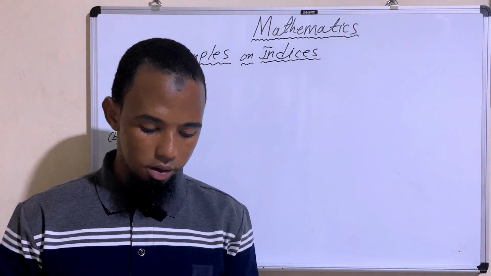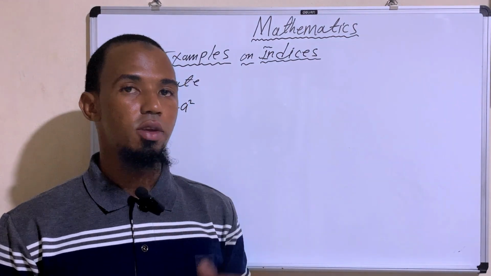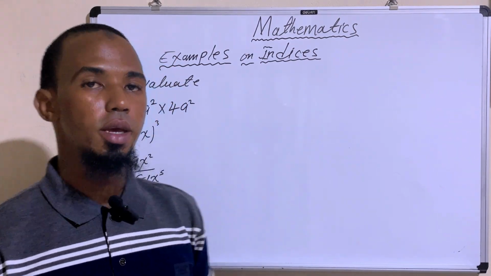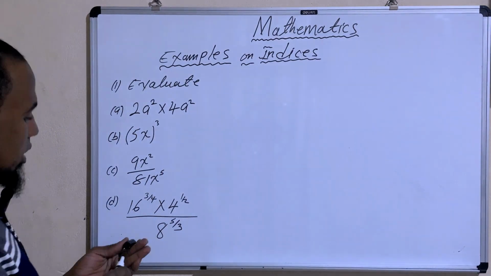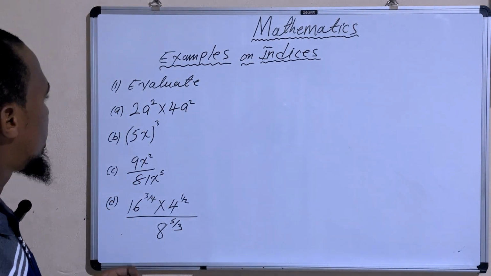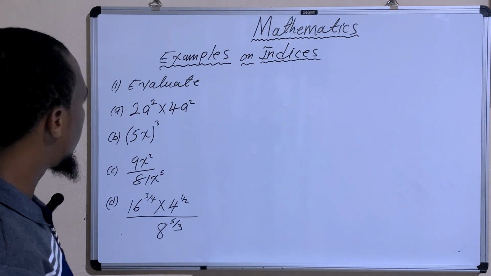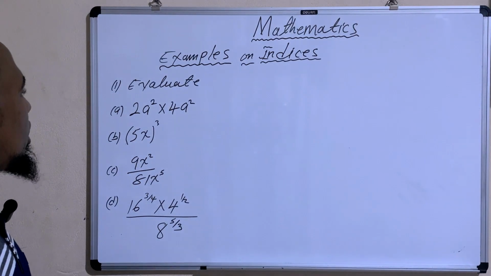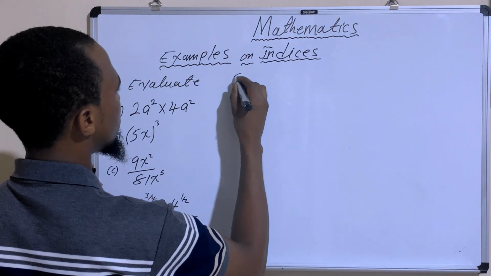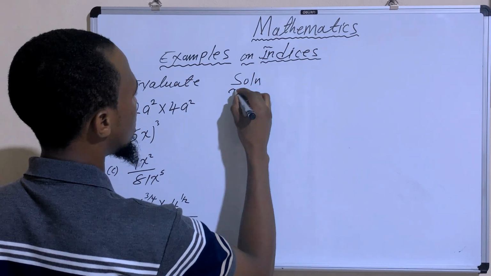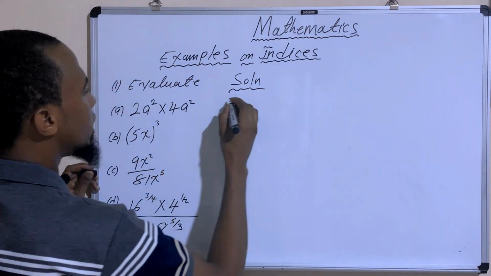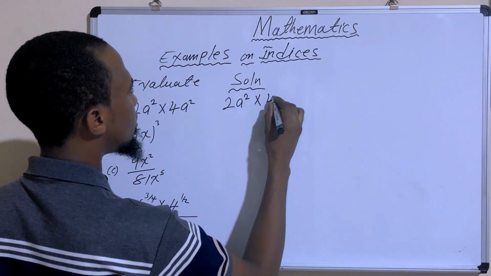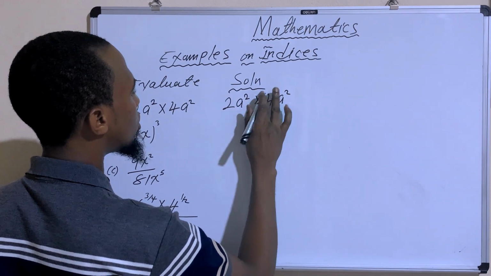Okay, ladies and gentlemen, now let's look at some examples on indices and see how to apply the laws and solve them. Good. Now we are to evaluate 2a to the power 2 times 4a to the power 2. Okay, now let's look at that first example. Solution. We are given 2a to the power 2 times 4a to the power 2.